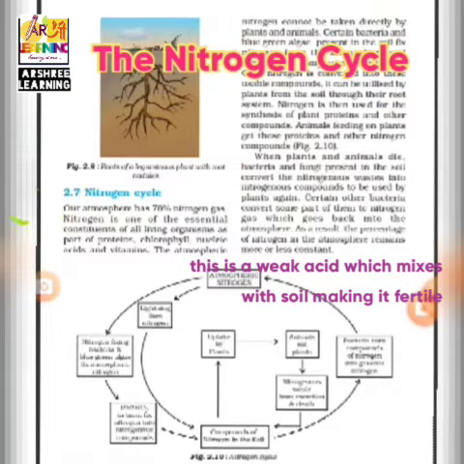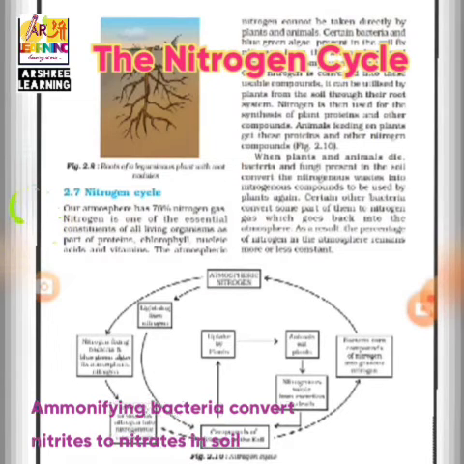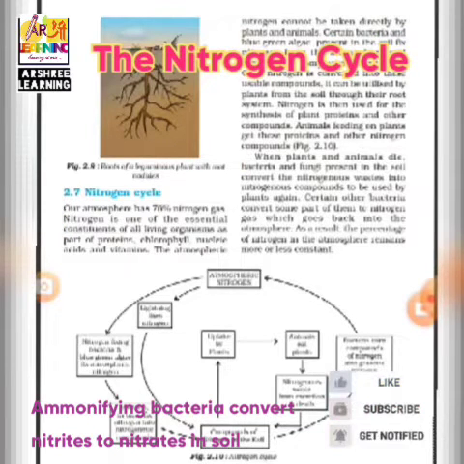After that, what happens to this nitric oxide? It is converted by bacteria present in the soil into nitric oxide and nitrous compounds. These nitrogenous compounds are then reacted on by another bacteria, which are ammonifying bacteria. They convert the nitrites into nitrates, which are used by the plants.